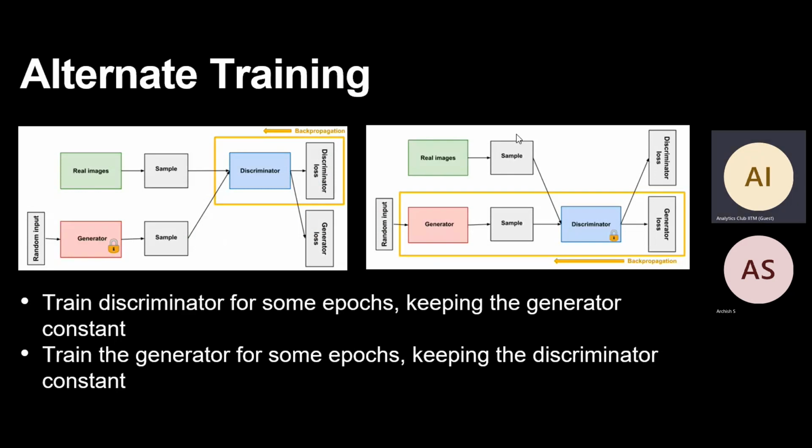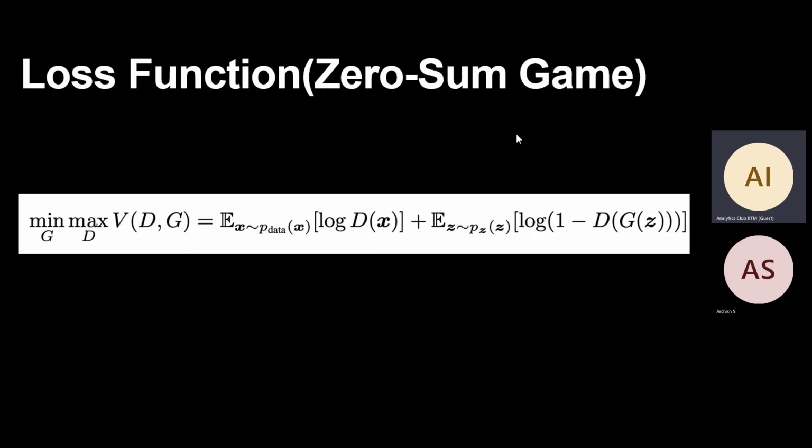When you train the generator, you keep your discriminator constant and you train your generator to produce better fake images and fake data. So how do you tell the generator that it's doing well or doing badly? It is by using a loss function. This is the loss function that we use in GANs, and it's called a zero-sum game.